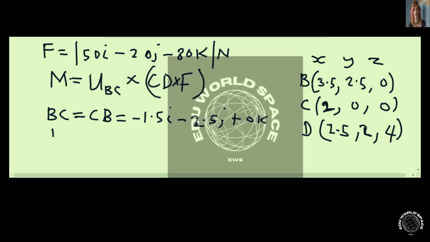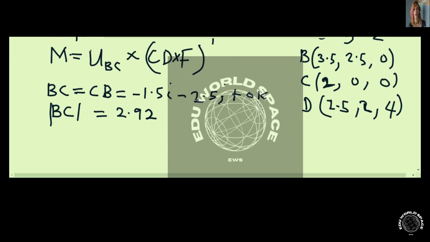And of course, you look for the magnitude of BC. When you look for the magnitude of BC, you solve it out, you're going to have it to be 2.92. All the components, just square them, and add them, and take their square root to get that one. Then how do you now get your unit vector? Your unit vector UBC now is equal to your BC that you have gotten over the magnitude of BC.